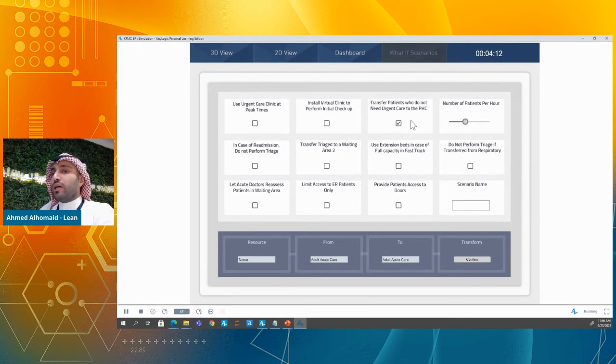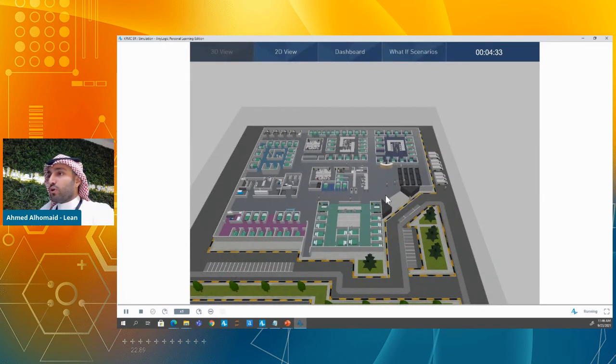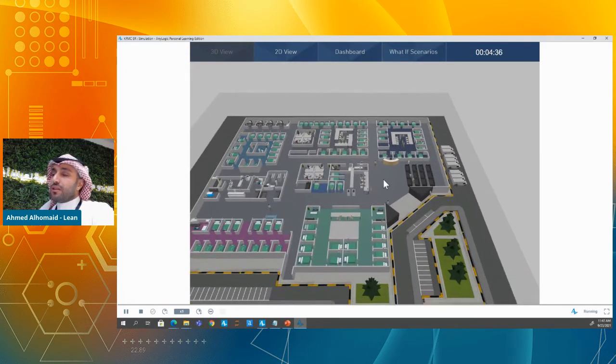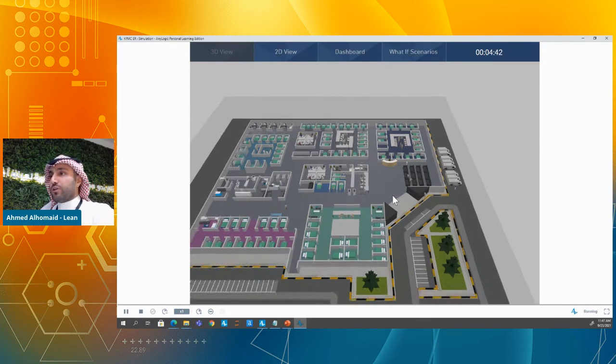We have statistics from the historical data that tell us how many patients per day come to the ER department who are not in need of the ER. And based on that rate, once we check that scenario, some of the patients will go to the reception, and the reception will not admit them, so they will just leave the ER department.